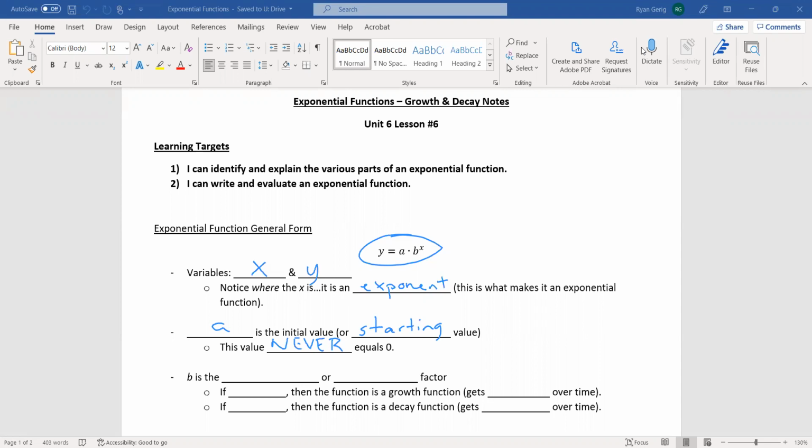B then is the tricky part, but B is the growth or decay factor. And if you look back at the title of the notes, you see that that's where we're going, growth and decay. All right, so which one is it? And how do you know? Well, if B is bigger than 1, then the function is a growth function, which means it just gets bigger over time. Okay. If B is between 0 and 1, then the function is a decay function, which means it gets smaller over time.